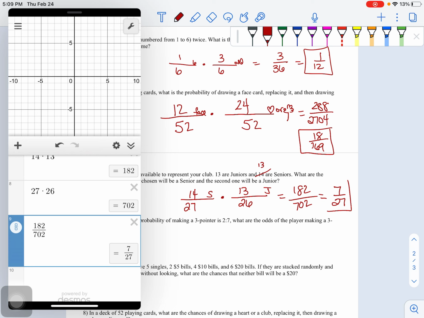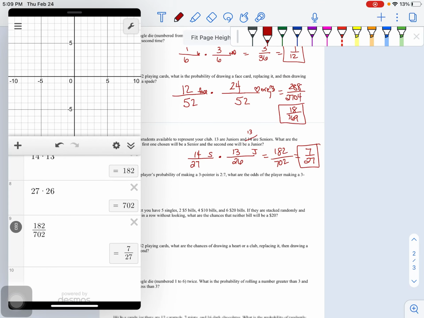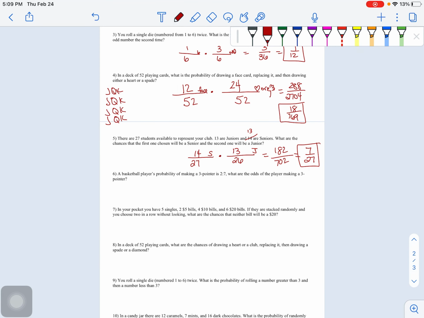7 over 27. Okay? All right. A basketball player's probability of making a three-pointer is 2 to 7. So the probability is 2 over 7. That's success in total. I want the odds, so I want success over failure. Well, the success is still the same. That's still a 2, right? But the failure is the total minus success, right? So 7 minus 2 is 5. So 2/5. You want to write those out.